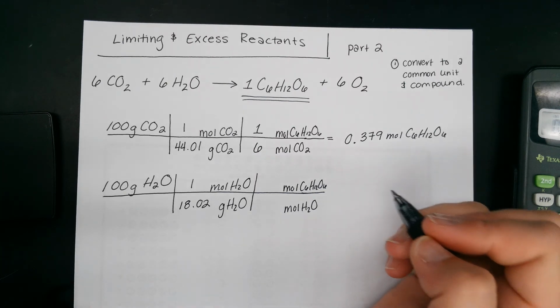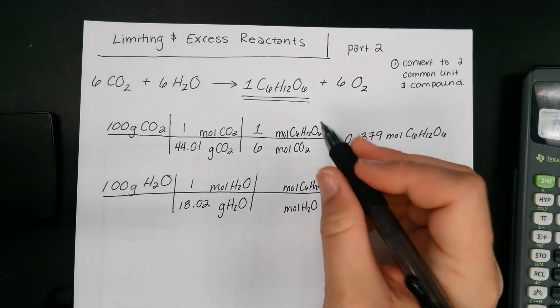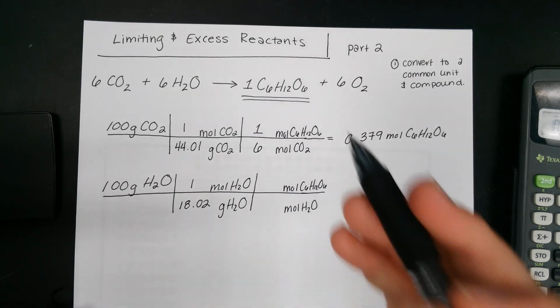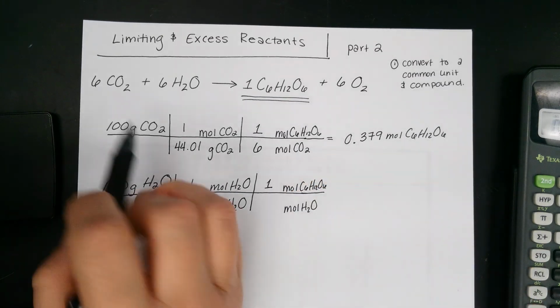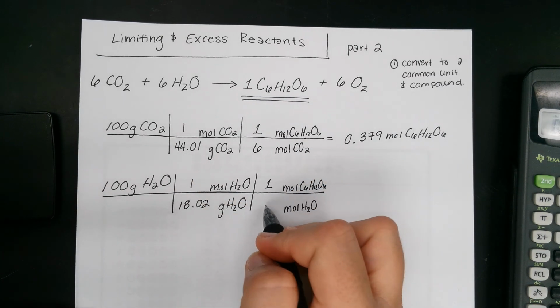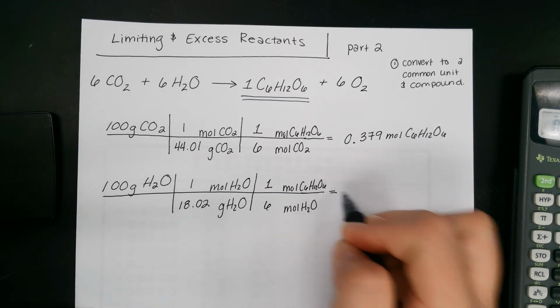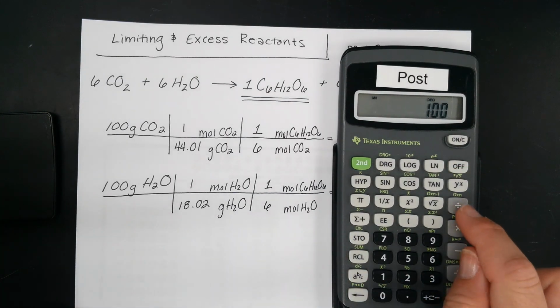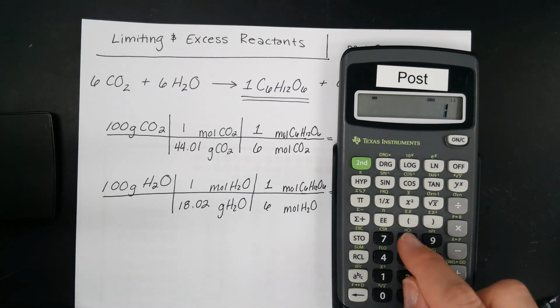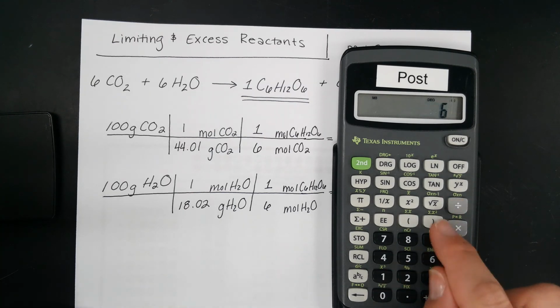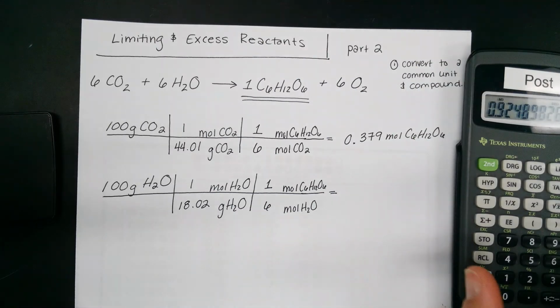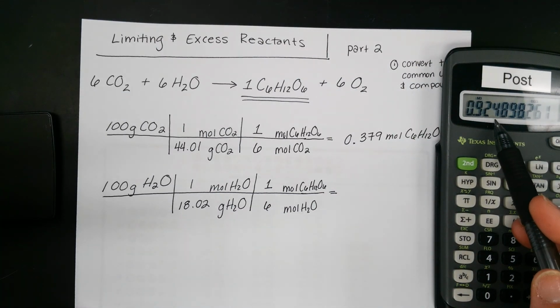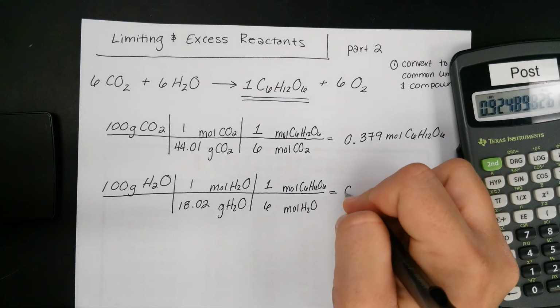So there's that special step again. We see mole over mole, which means we're going to look to the balanced equation. Next to glucose is 1. Next to moles of water is 6. Once again, plug it all in. 100 times 1 times 1 divided by 18.02 times 6. And you get, again, let's go to the 1/1000, 0.925.